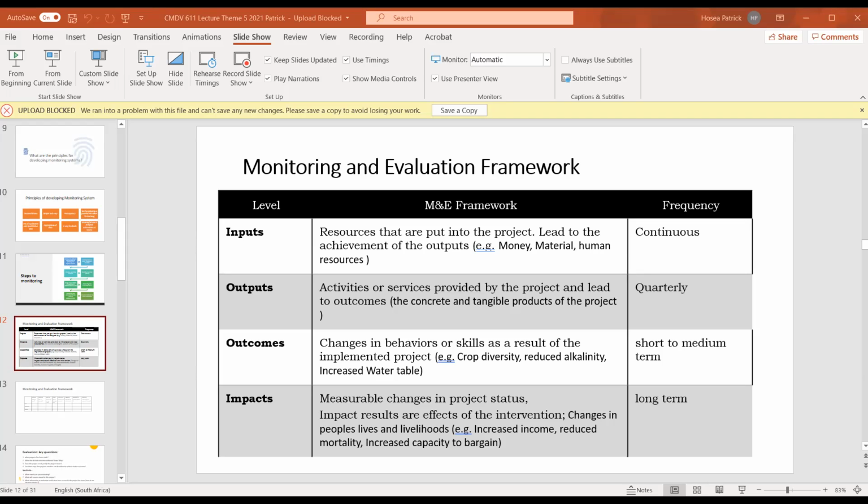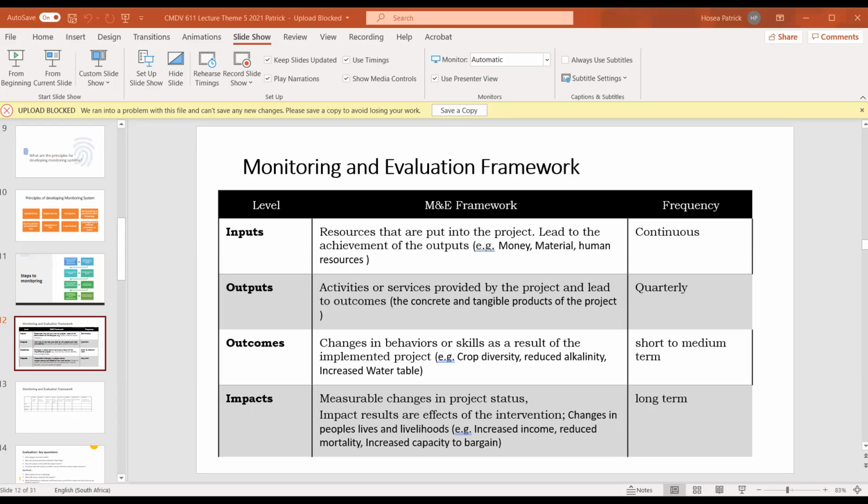And then the outcome talks about the change in behavior of that particular project. What is the change in behavior or skills as a result of the project that has been implemented? In other words, we're talking about the change in behavior as a result of the outputs. And the frequency of the evaluation of that is always short to immediate to medium term. What are the medium-term changes in behavior, the objectives that have been achieved? So basically, that's how you look at that.